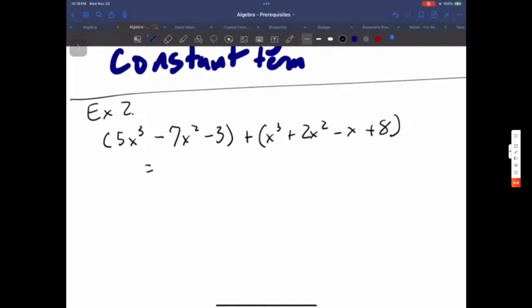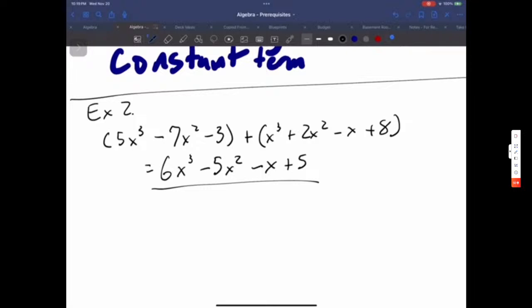Okay, so 5x cubed. Now remember, if this is a minus, then it distributes to the rest of them, but we have a plus, so we don't have to worry about that right now. So 5x cubed plus x cubed is 6x cubed. Minus 7x squared plus 2x squared is minus 5x squared. There is no x term, so it's 0x minus x. And then you have minus 3 plus 8. And the answer is 6x cubed minus 5x squared minus x plus 5, which is what the book has.